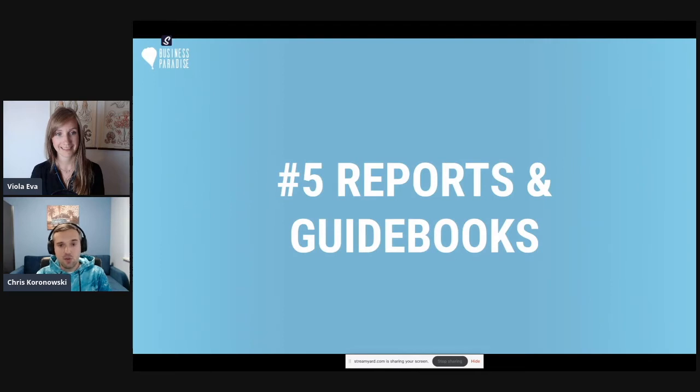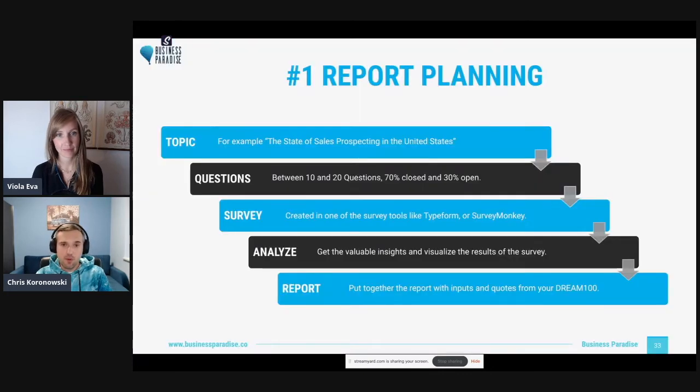Okay, now let's go to the next part of long format content, which is reports and guidebooks. So with the reports and guidebooks, we can jump directly to the planning. So first, you're supposed to answer yourself what kind of topic it will be for the report that you can do. For Apollo, it could be, for example, the state of sales prospecting in the United States. Then how many questions you would like to answer for your audience. So I suggest between 10 and 20 questions. 15 will be the ideal, with 70% closed questions and 30% open questions.